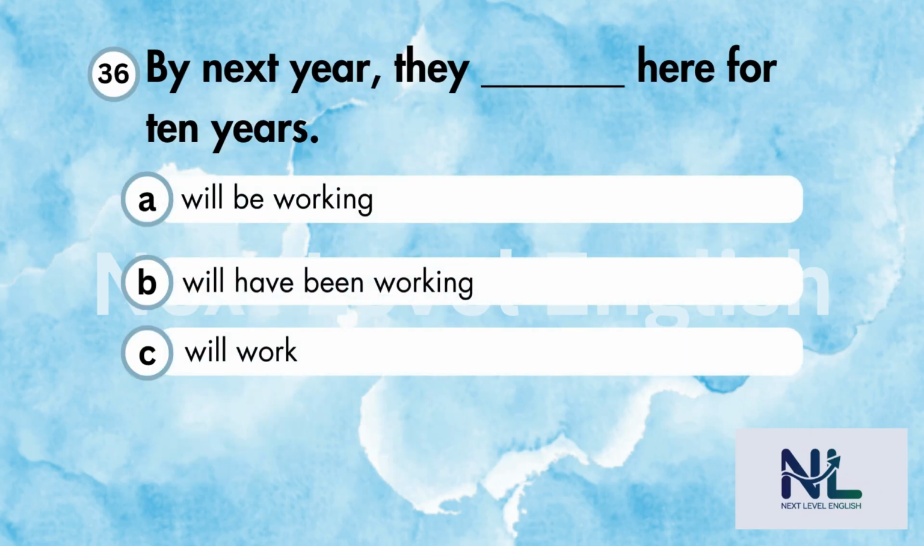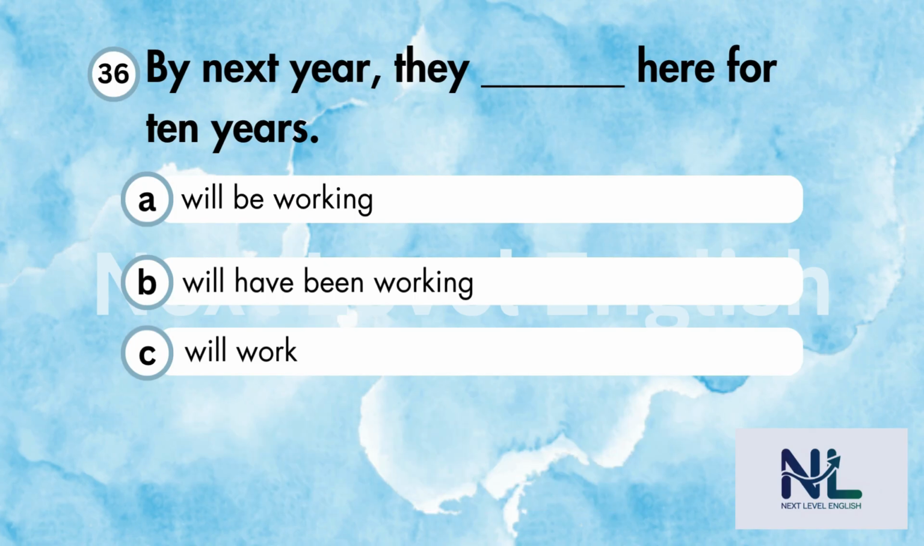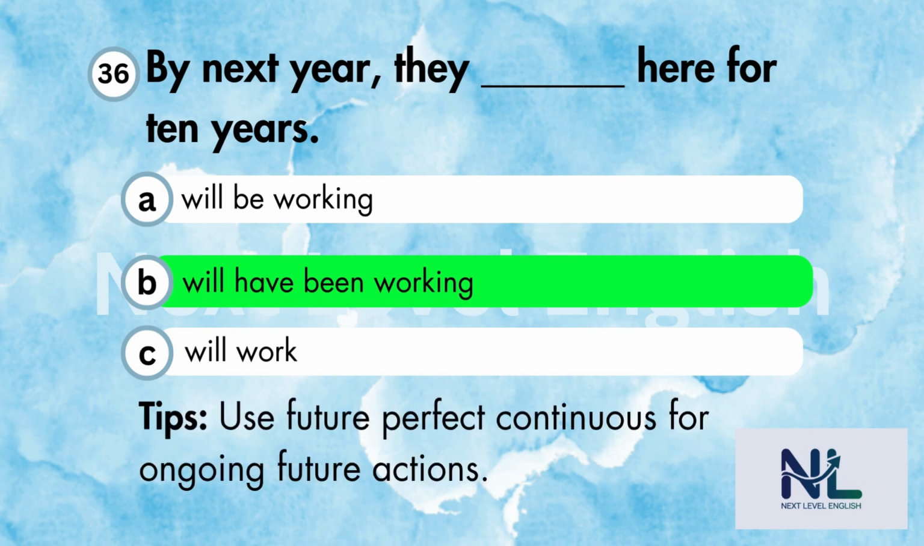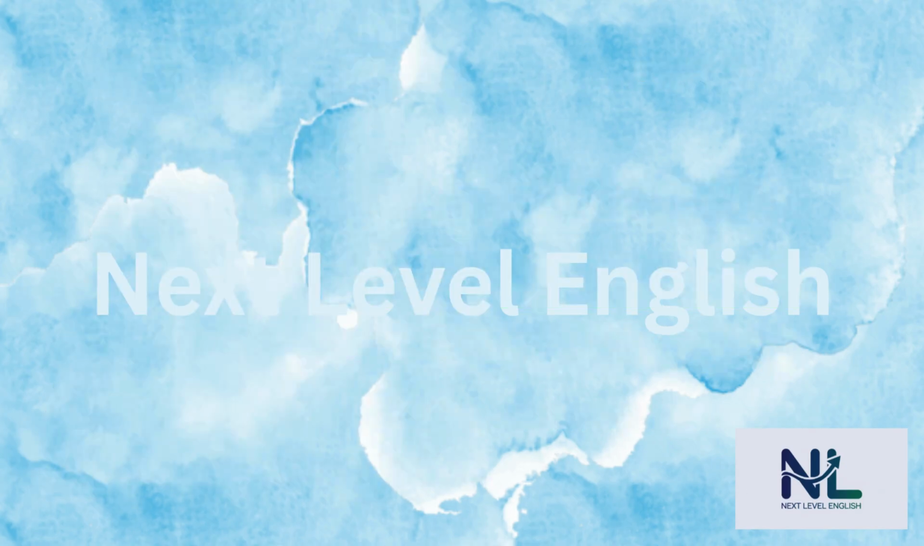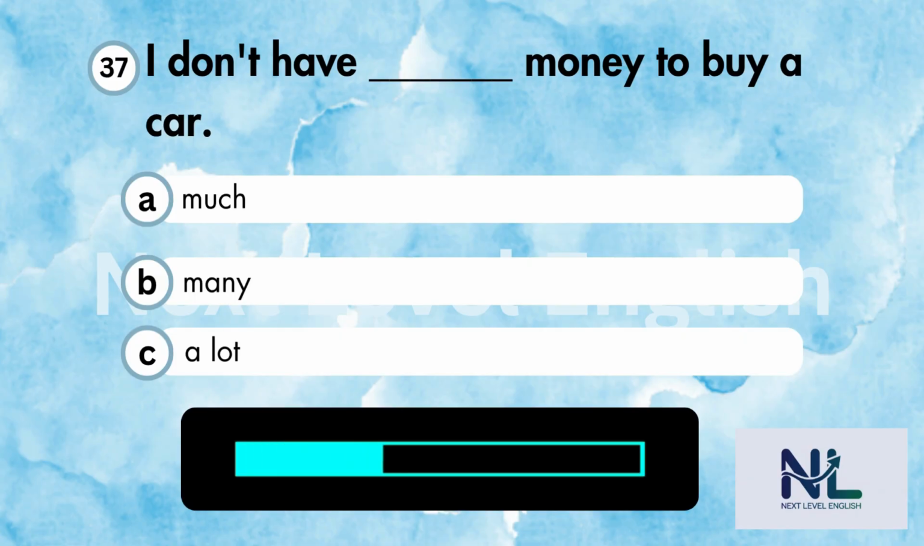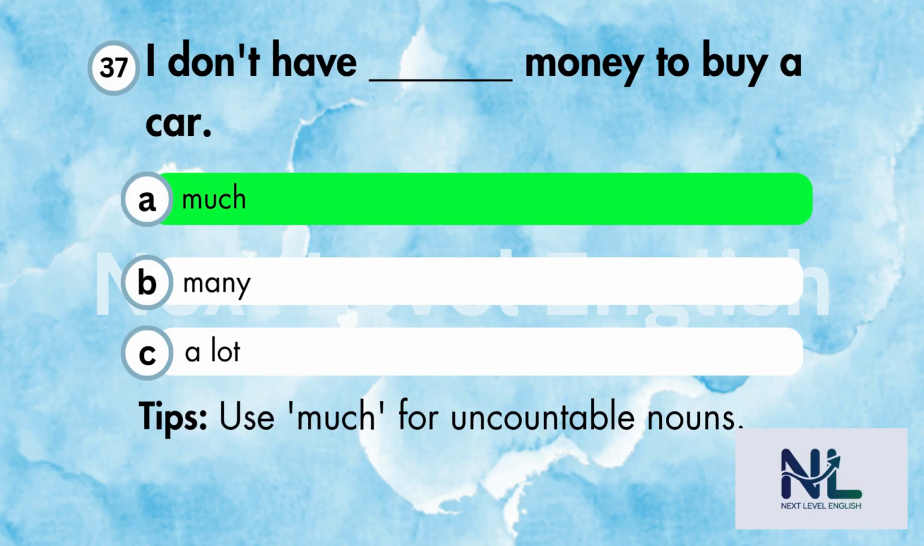36. By next year, they will have been working here for 10 years. Will have been working. Tips: use future perfect continuous for ongoing future actions. 37. I don't have much money to buy a car. Much. Tips: use much for uncountable nouns.